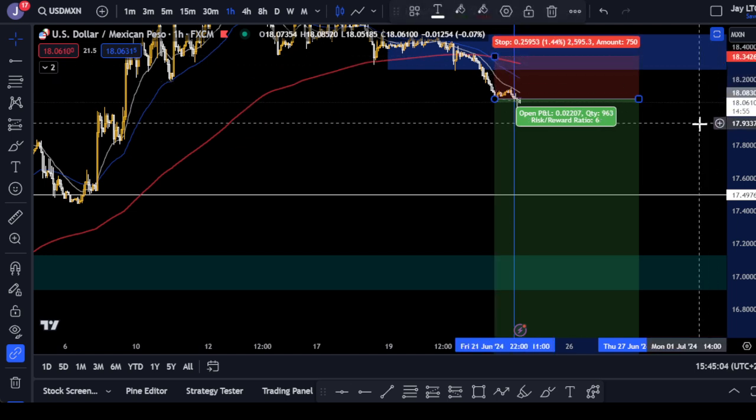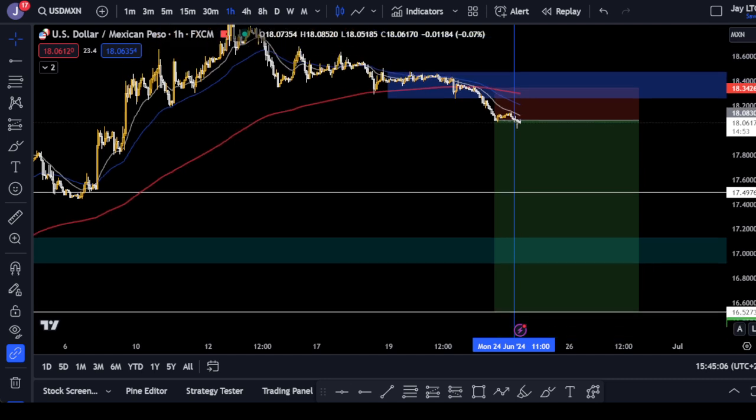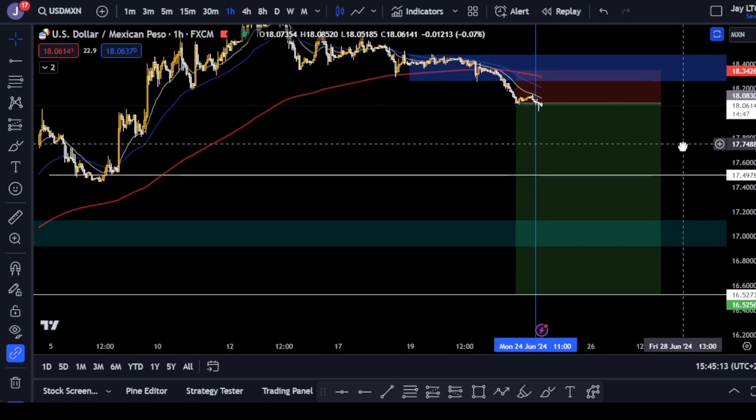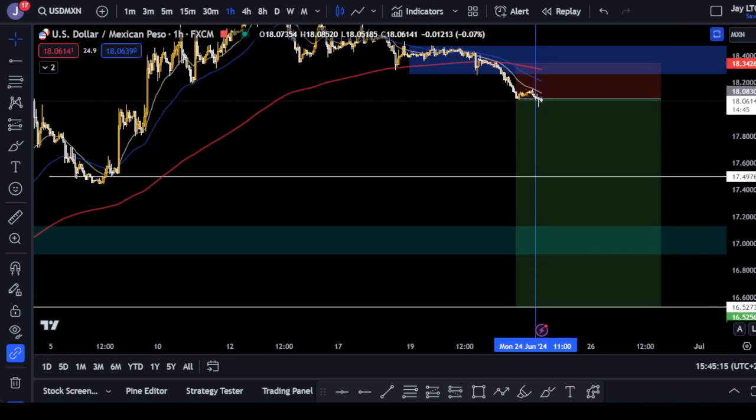All right, now second thing is the pip count, 150 pips. So guys, don't sleep on this. This is a very good trade. Especially when it's so heavily supported and backed up by fundamentals, you don't want to miss these opportunities.